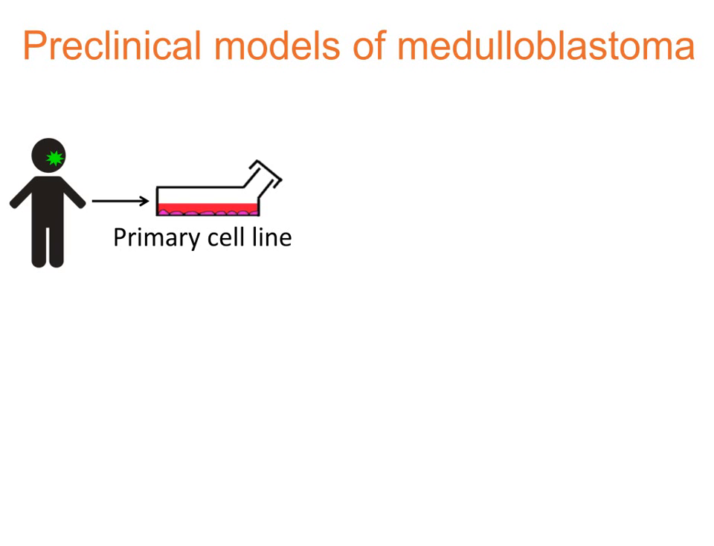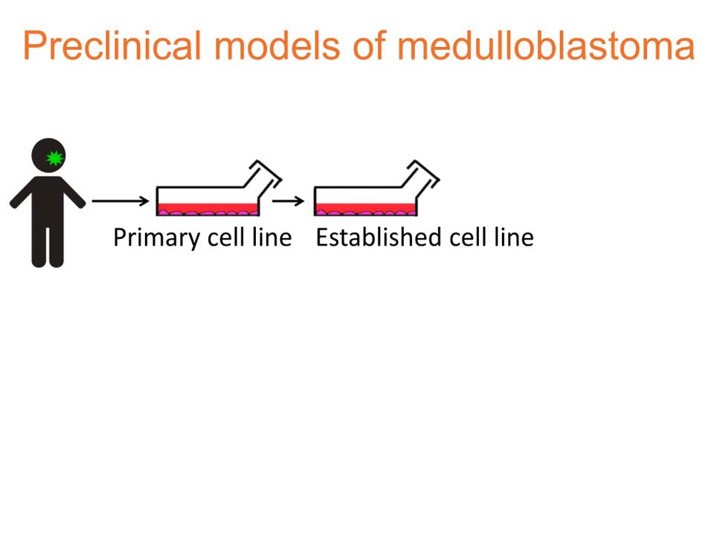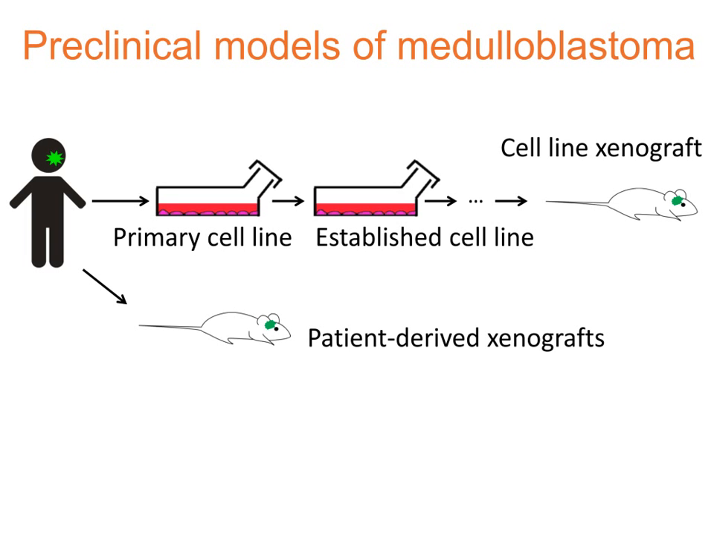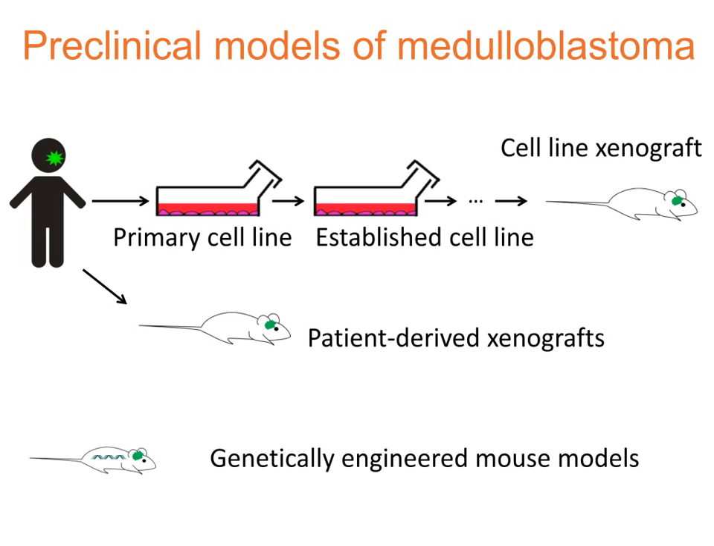Cells from patient tumors can be cultured in a laboratory, and the first culture is called primary. As the cells expand and are transferred to new flasks, they can form an established cell line. Established cell lines can be injected into the brain of immunocompromised mice to form cell line xenografts. Another way to model medulloblastoma before clinical trials is to culture cells directly from the patients into the brains of immunocompromised mice and form patient-derived xenografts.